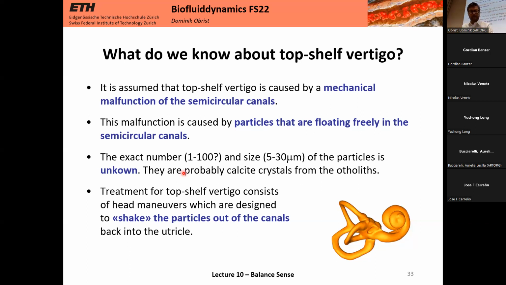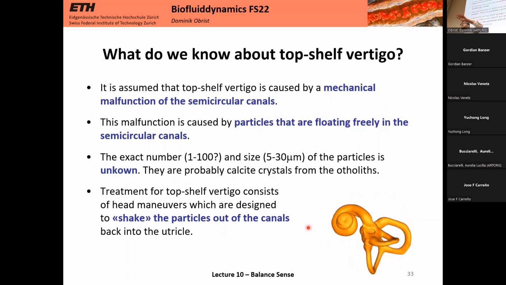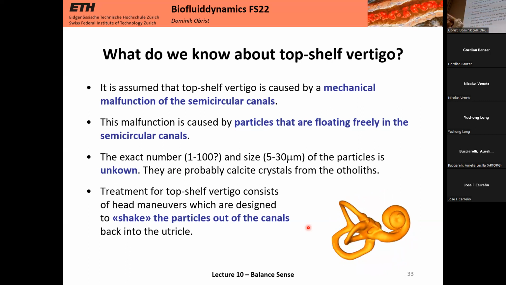Who knows? If they know where the particles are, there are specific maneuvers that trained doctors can do with a patient. Essentially what they're trying to do is to shake these particles out of the canal, so that they fall back into this larger cavity, the utricle. This is the idea. They only create vertigo as long as they're in the slender duct, because they take up a certain part of the lumen. They create some blockage and fluid flow.